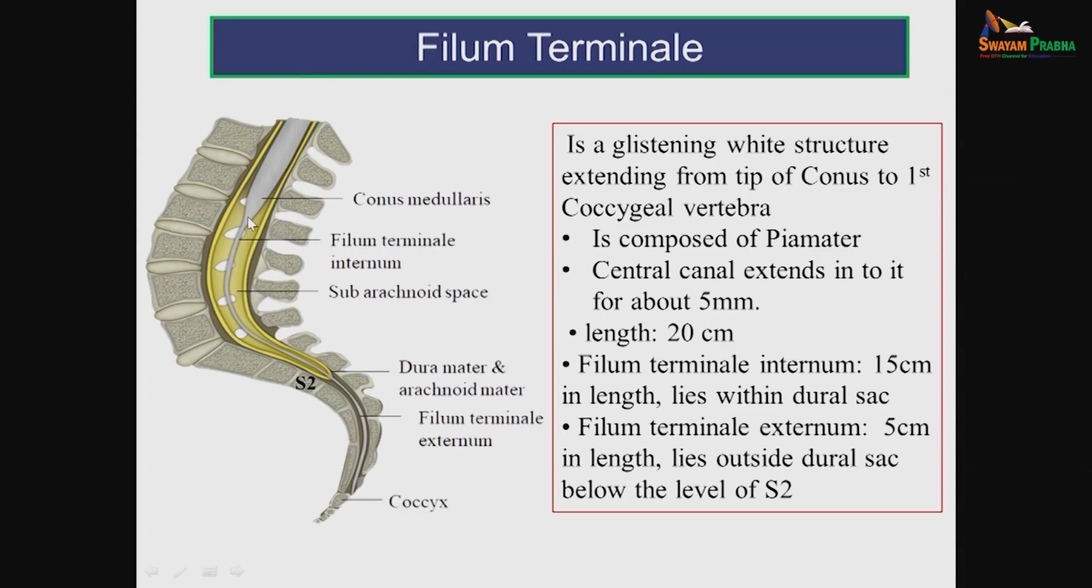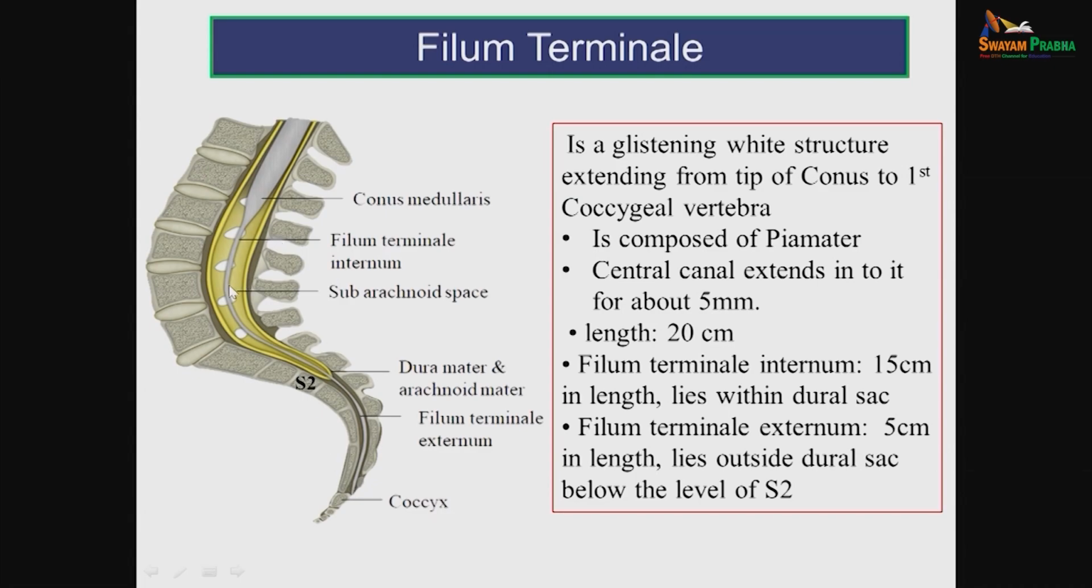If you take the cord, it has the central canal in the grey commissure. This central canal is going to extend into the filum terminale just for about 5 mm. Initial segments of the filum terminale will contain the central canal. The length of the entire filum terminale, what you are seeing here, is 20 centimeters.